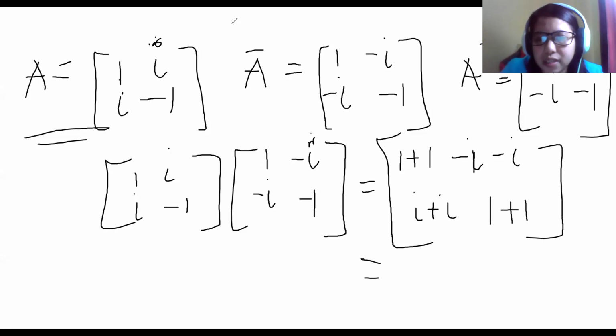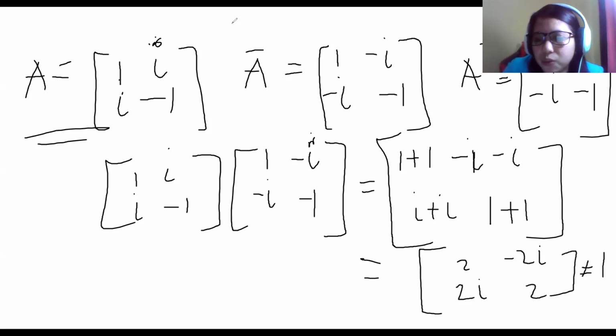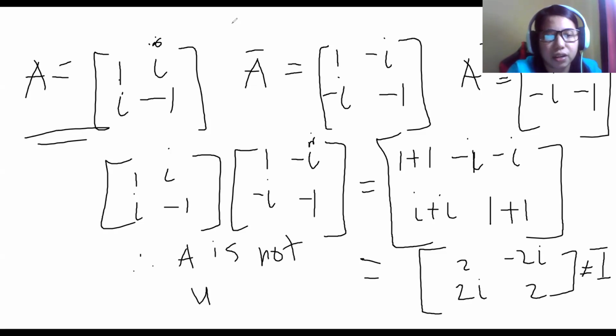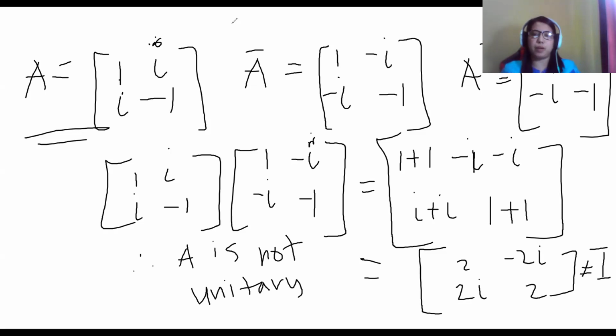So which means this is equal to 2, negative 2i, 2i, 2, which is not equal to the identity. Therefore, A is not unitary. Okay, so that is how to compute or to determine whether it is unitary or not.